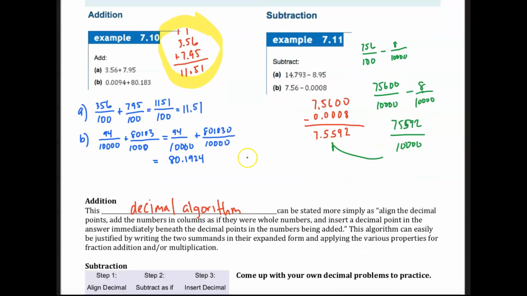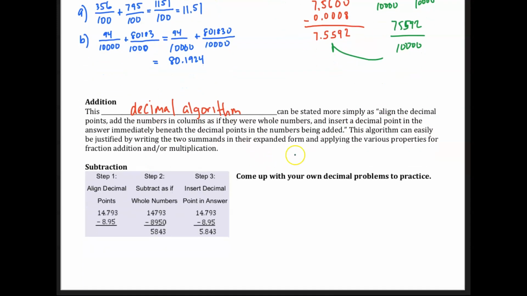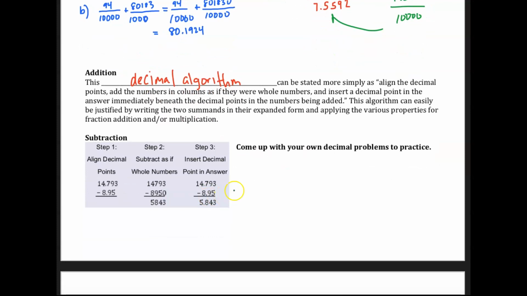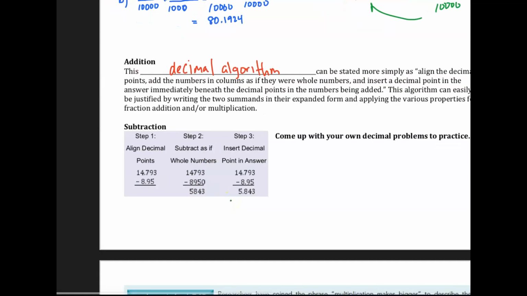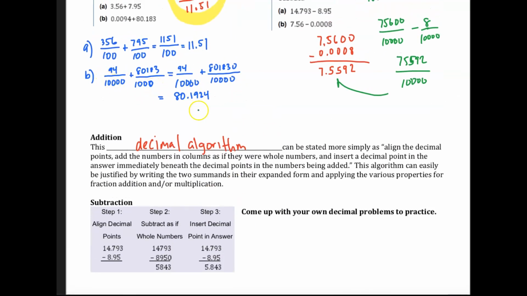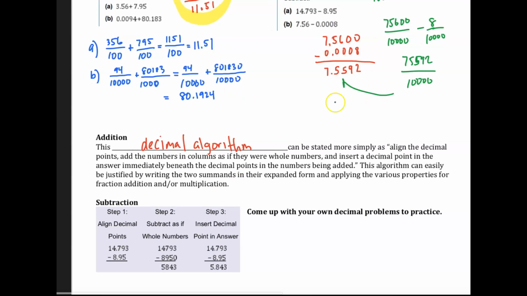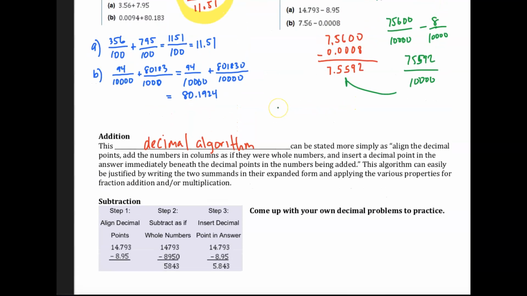And so the addition algorithm can be stated as align the decimals. And your subtraction algorithm is this idea of align the decimal points, subtract as if they were just whole numbers, and then put the decimal point back in. So that's the algorithm for subtraction. But again, that comes from the denominators here, that the denominators need to be made the same if it was in fraction form.